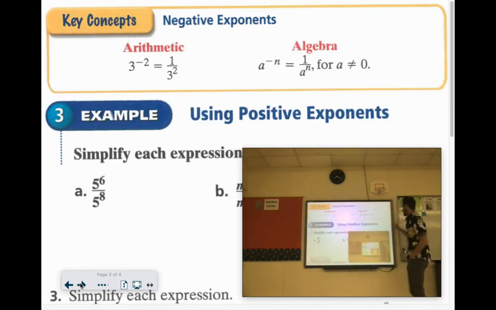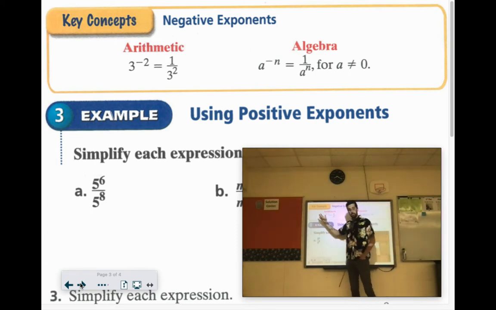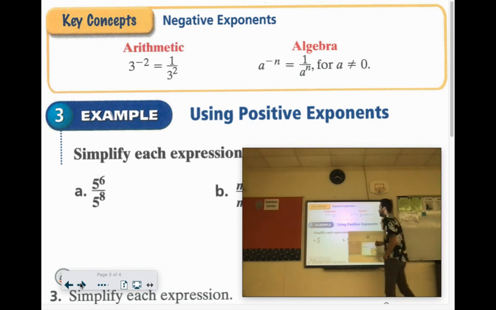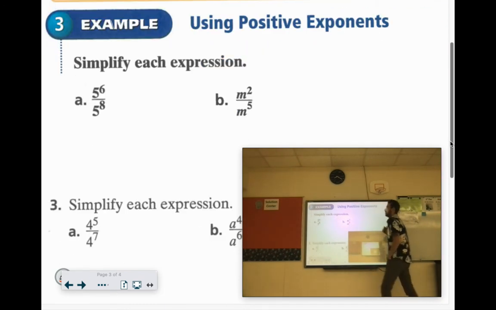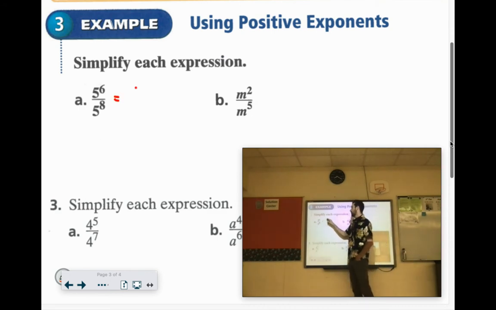Now we're getting into those negative exponents. So you will see that to make a negative exponent positive, you drop it under a 1. We'll get to more complicated ones, and I'll tell you what I was about to say in a minute. So here, if we were to subtract the exponents, 6 minus 8 is negative 2.